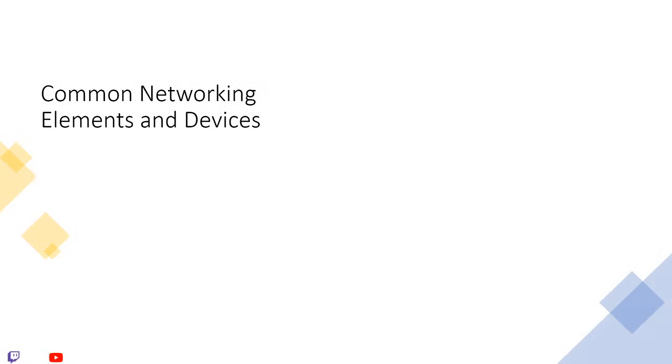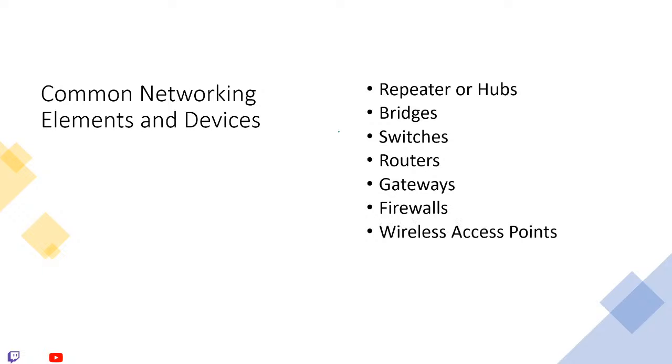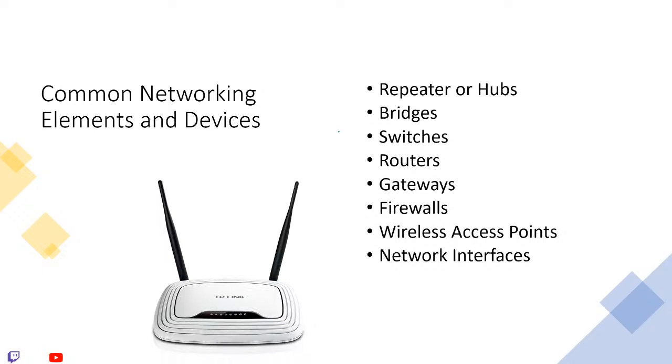So the common networking elements and devices. We are talking about the common networking devices or elements. The first one is repeaters or hubs, then the bridge, then the switches, then the routers, then the gateways, firewalls, wireless access points, and network interface. This is the router.